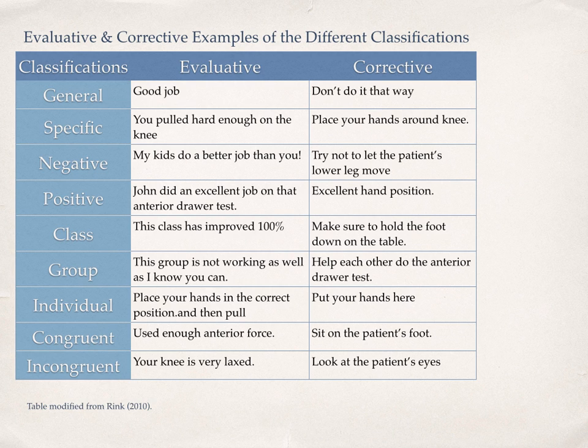Incongruent, your knee was very lax. It has nothing to do with anything. Who cares about your own knee? And then incongruent corrective, look at the patient's eyes. Well, what the heck has that got to do with doing an anterior drawer test? So these are, generally speaking, all of the different types of the classification for feedback.